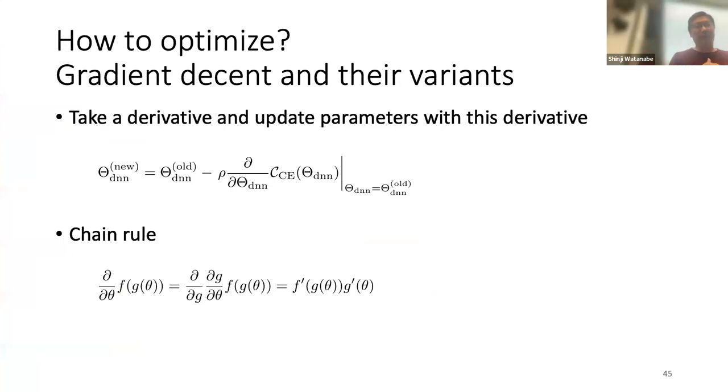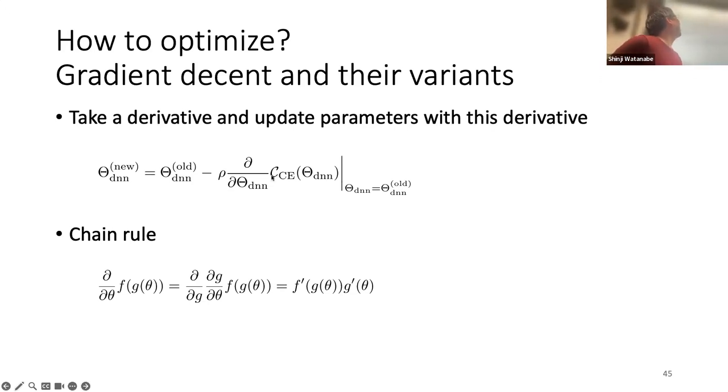Okay, the last part is, given this architecture and the loss function, all the information is given, and the problem is how to actually estimate the parameters. We use gradient descent to optimize the parameters. And then just a recap.